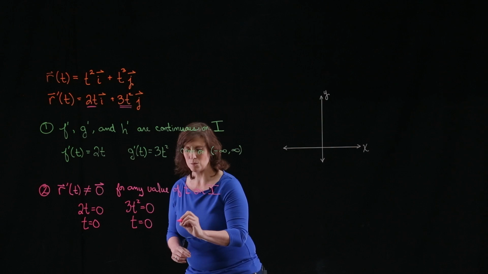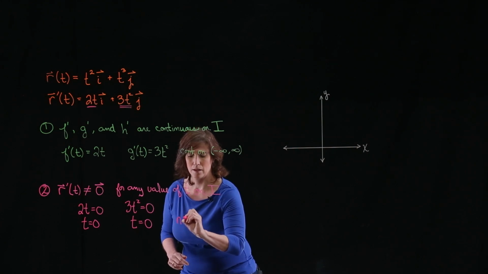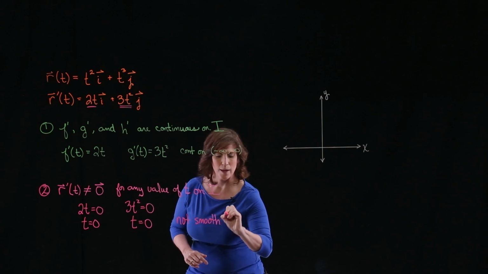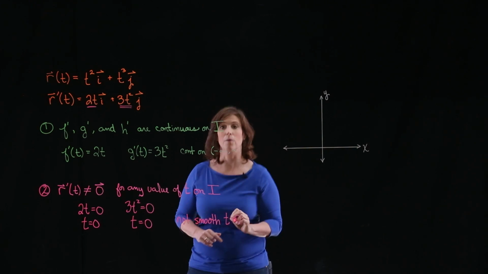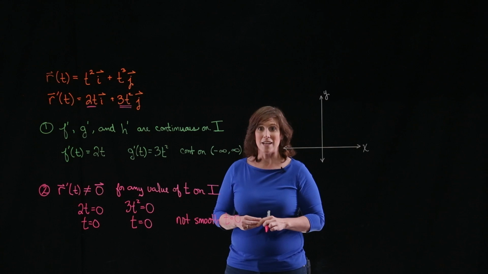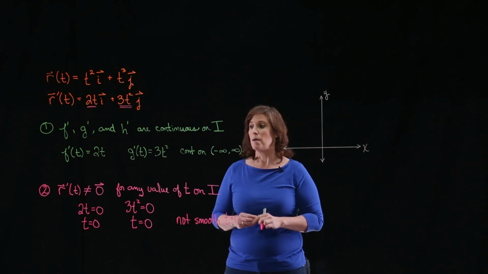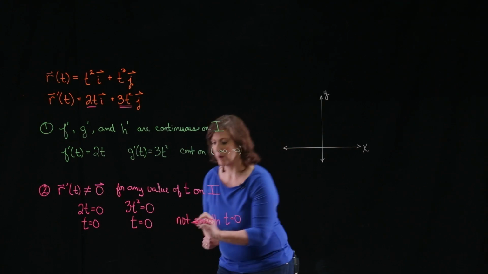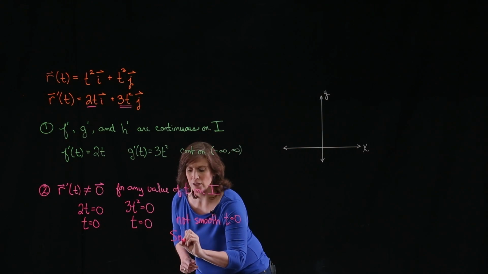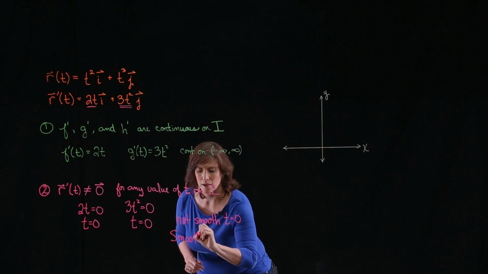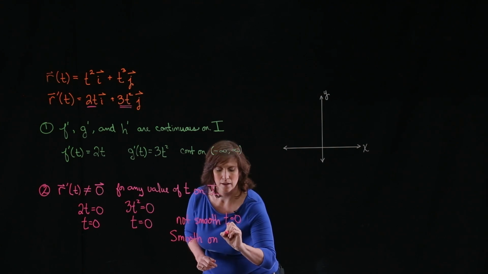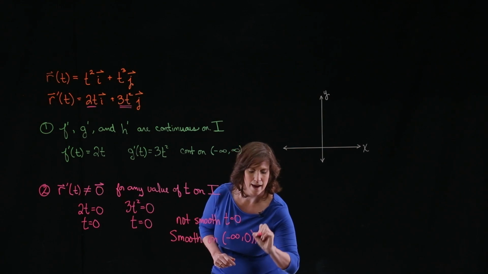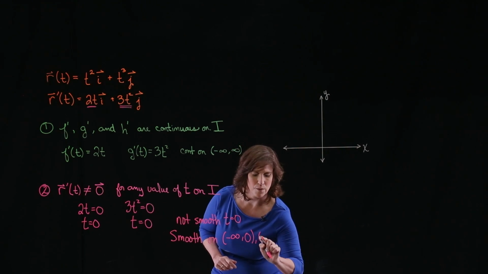So this is not smooth when t equals 0. So technically the question asks, when is it smooth? Because it's continuous everywhere and the only issue that I have is at 0, my function is smooth on the interval negative infinity to 0 and from 0 to infinity.